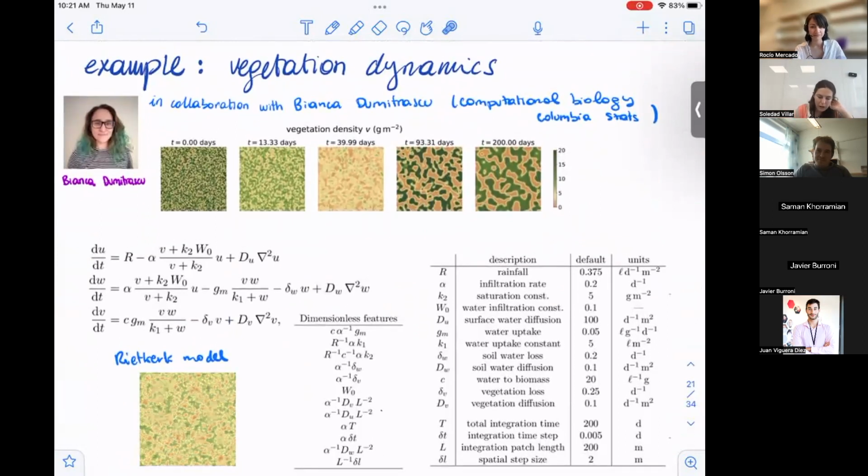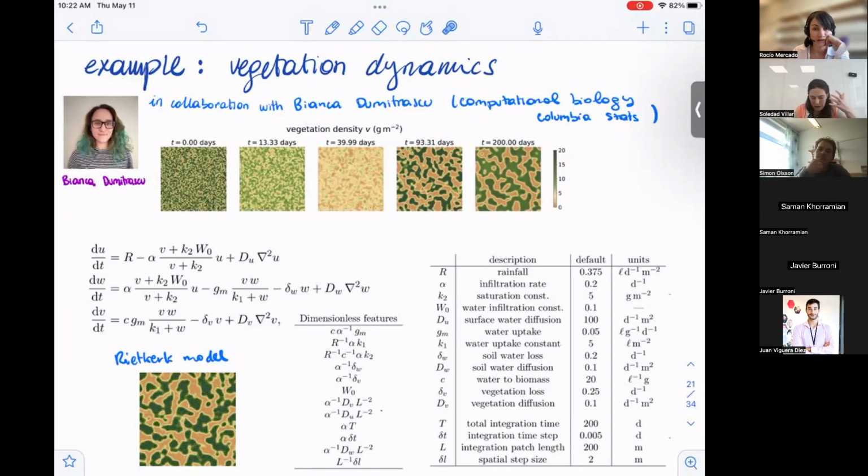Another example is in collaboration with Bianca Dumitrascu. Bianca is an assistant professor in Columbia Statistics. She just started growing her group there, and she works in computational biology. And she was interested in a problem that had to do with vegetation dynamics. So there's a model called the Rietkerk model that is used to model vegetation dynamics. And so she wants to do some regression and emulations with respect to these models.